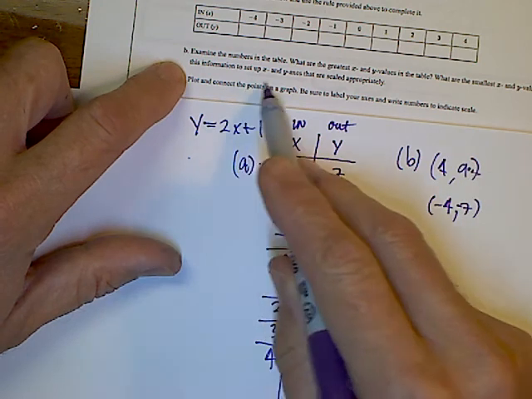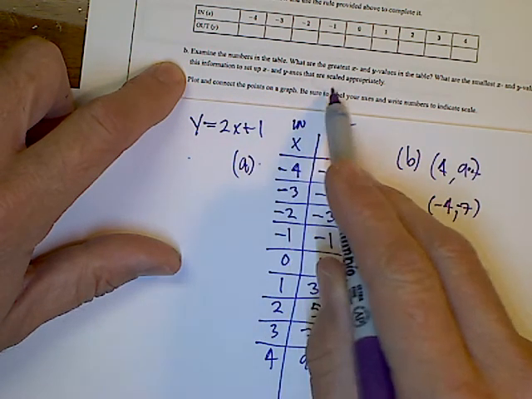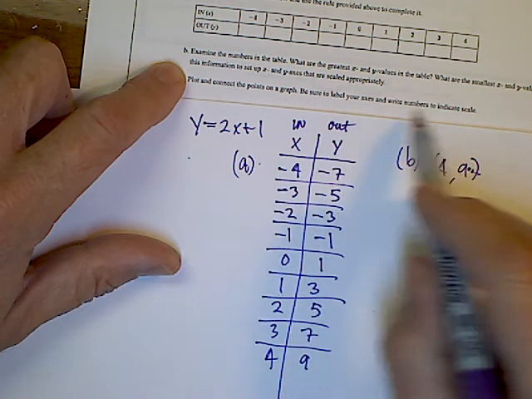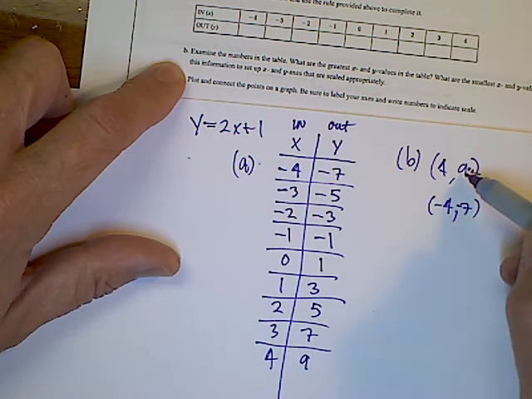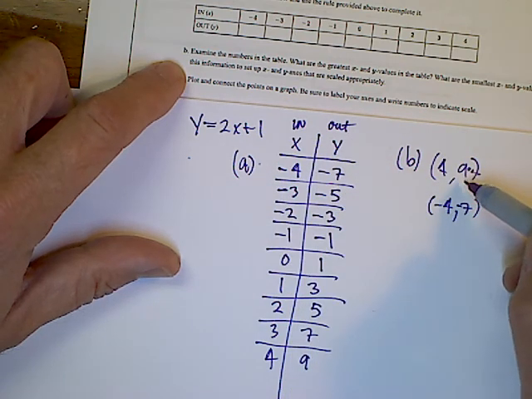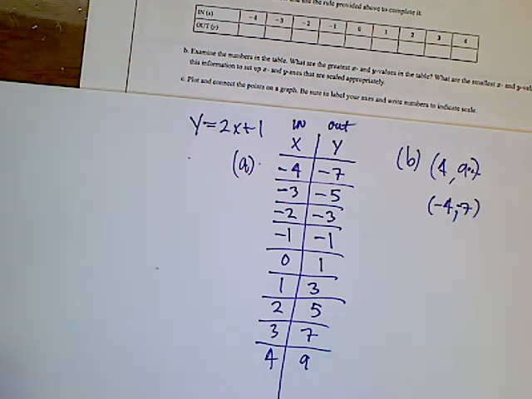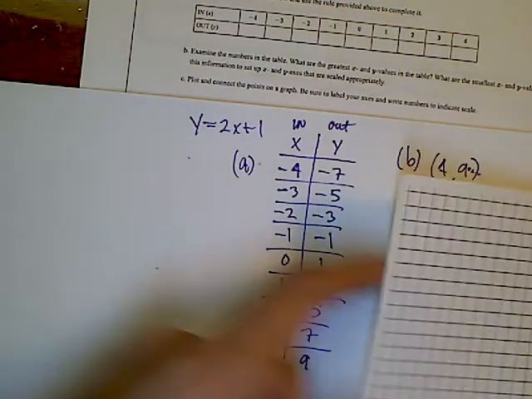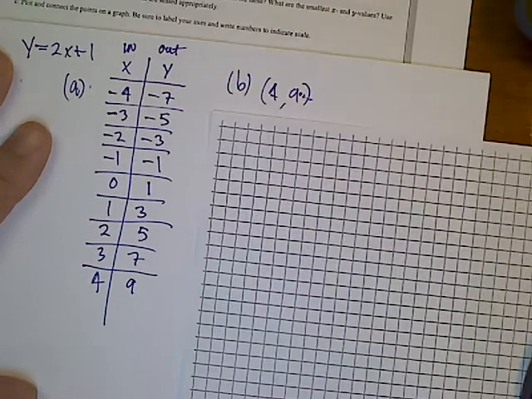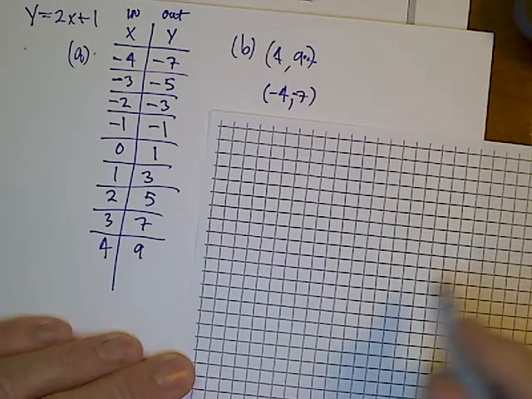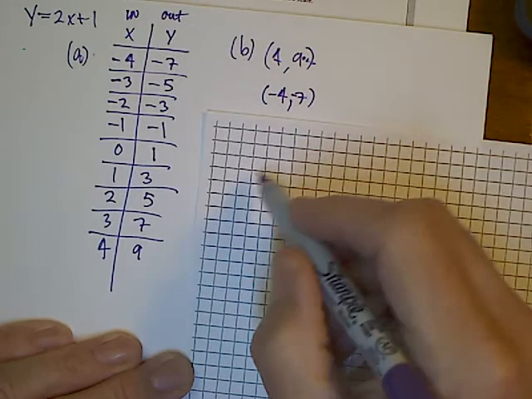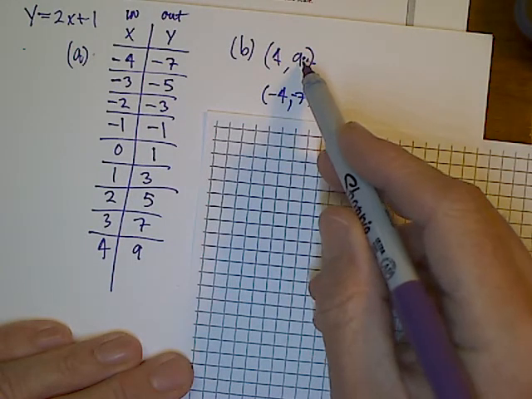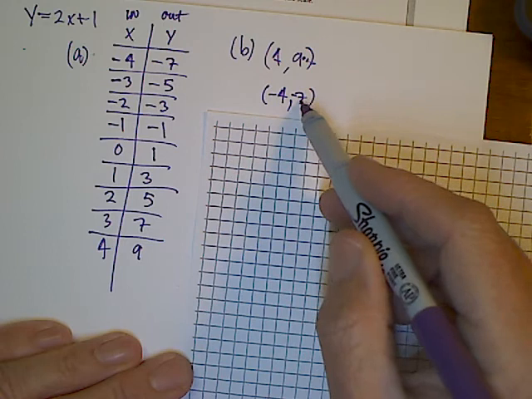It wants us to use this information to scale our y and x axes appropriately. I want to make sure I can get up to 9 on the y-axis and all the way down to -7. So this is where I'm going to get graph paper and plot my points. Let me move it so we can see it all. There we go. I want to make sure I can get all the way up to 9 and all the way down to -7.